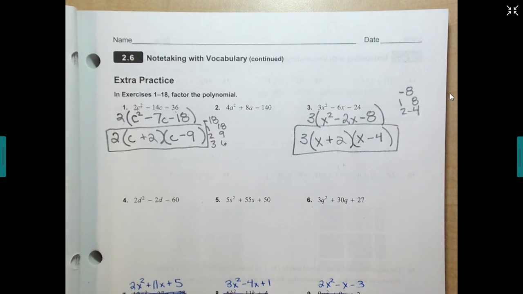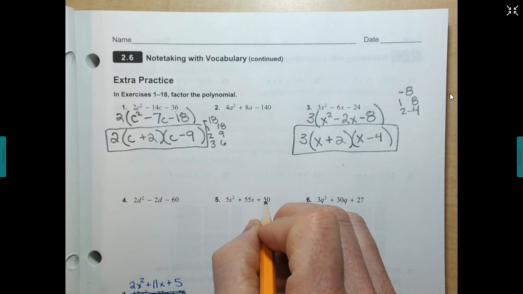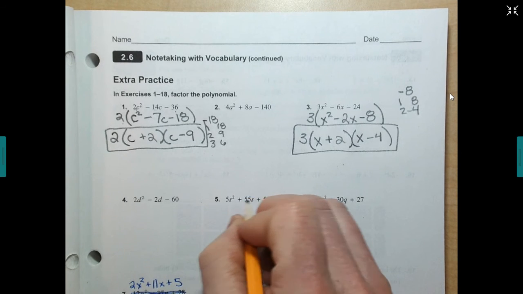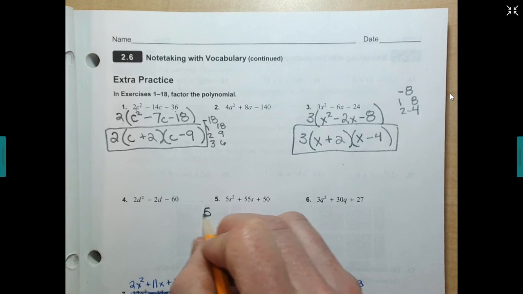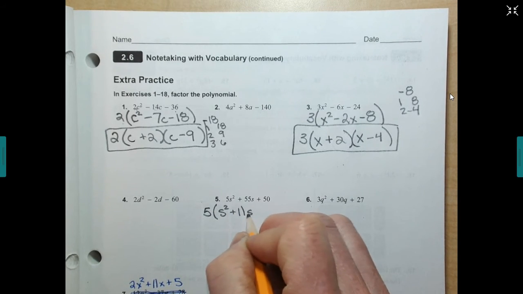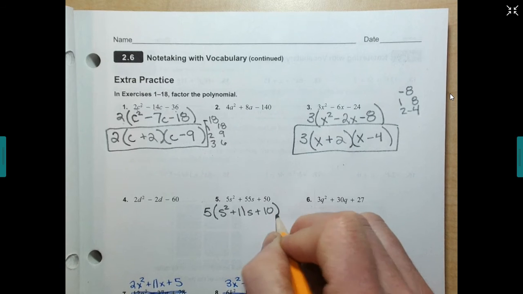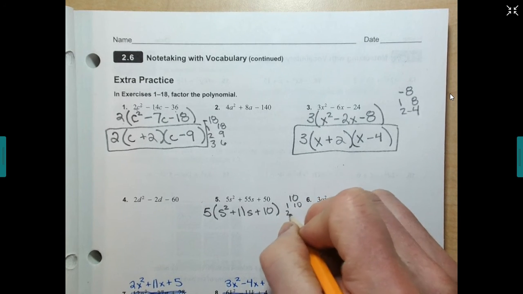So these should be familiar to you from the last 2 nights of homework, as a matter of fact. Each one of these has a 5 in it, so I'm going to factor out a 5. s squared plus 11s plus 10. Get my factors of 10.